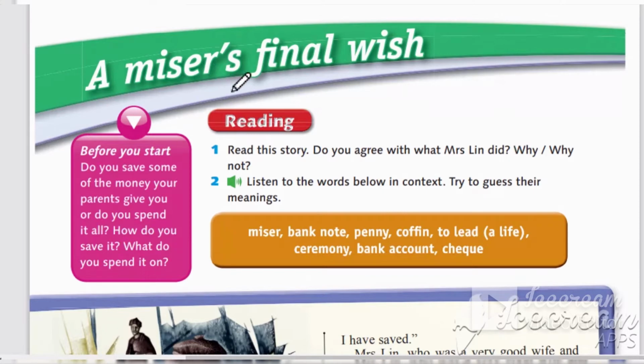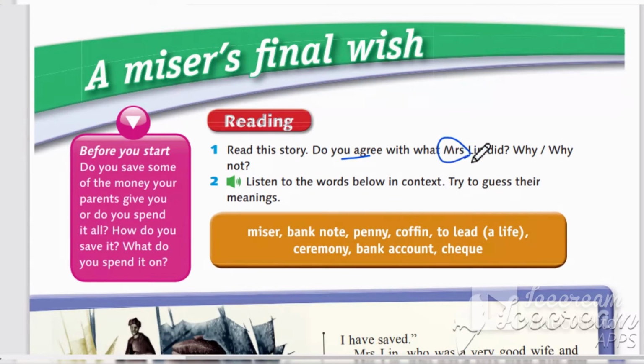Now we have a story. This story is about a miser. Okay. 1. Read the story. After reading the story you will answer this question. بعد قراءة القصة بدنا نجاوب على هاي الأسئلة. Do you agree with Mrs. Lynn, what Mrs. Lynn did? أنت موافق مع Miss Lynn عملت شيء Miss Lynn. بدنا نعرف Mrs. Lynn what did she do? Okay? Why not?